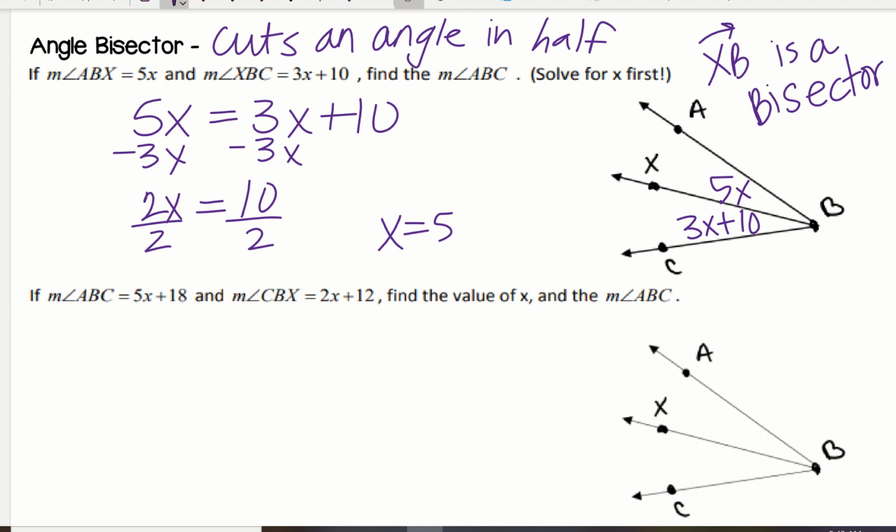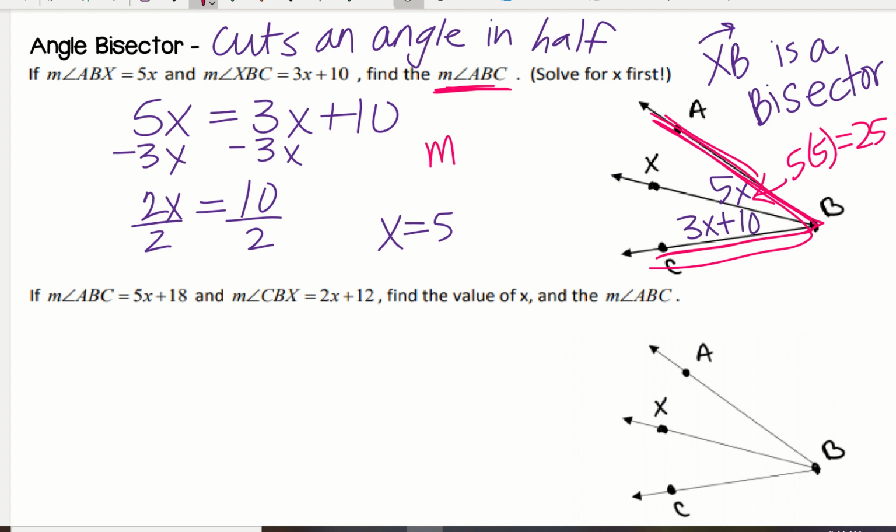Now, it does want me to find the measure of ABC. So pay attention because ABC is the whole thing. So where should I plug that in? I'm going to do it to 5x because it's the easy one. So if I do 5 times 5, I get 25. If that's half of it, then what's the measure of angle ABC? 50, because I have to double it. Easy?